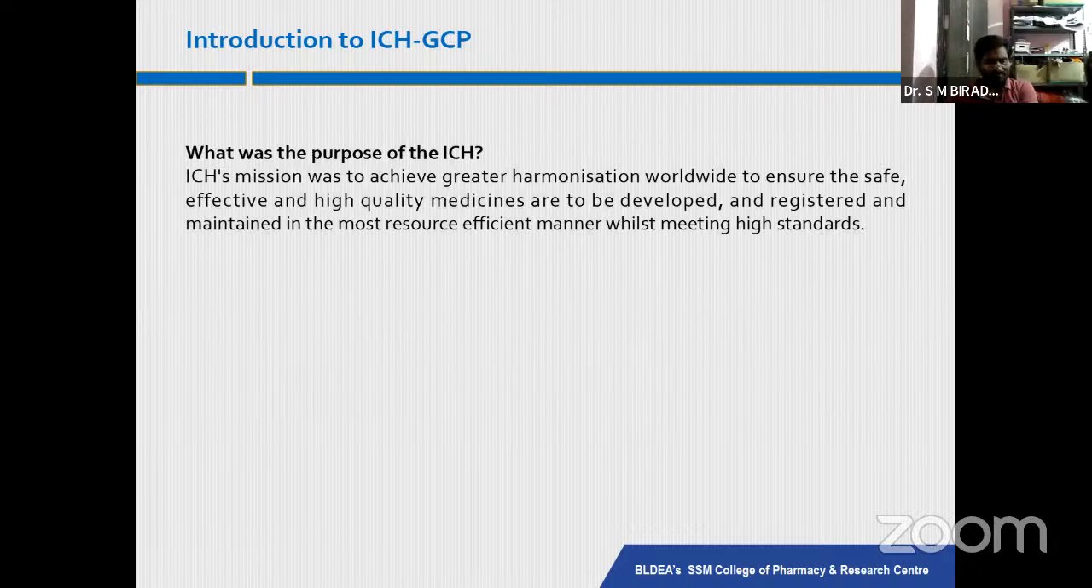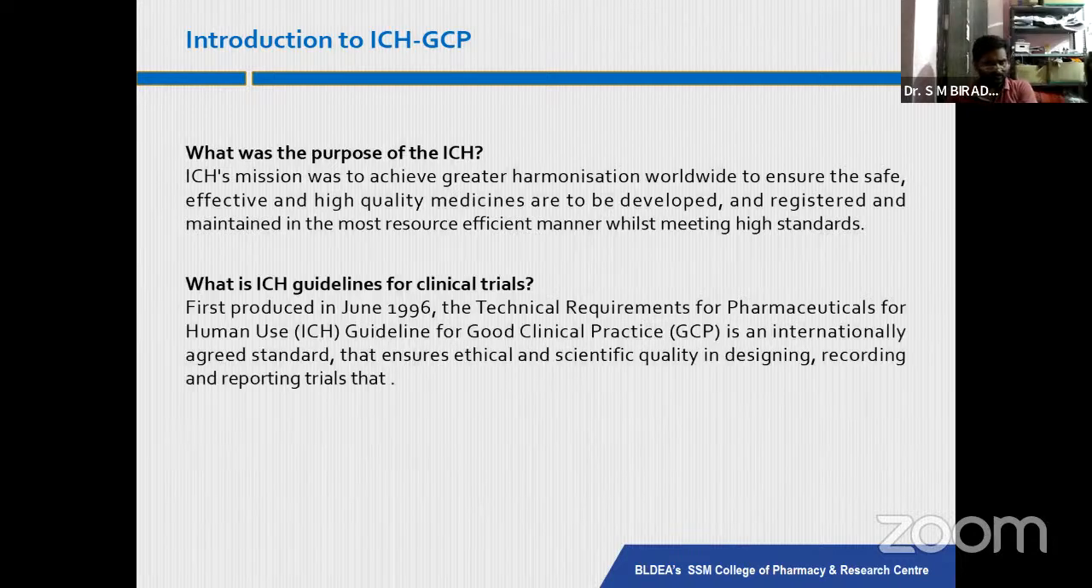So what was the purpose of the ICH? I already told you the purpose, and what the ICH guidelines for clinical trials are. Finally, they concentrated on clinical trials. First, they produced in June 1996 the technical requirements for pharmaceuticals for human use, that is, the guidelines for good clinical practice. GCP is an internationally agreed standard. You might have seen that our manufacturing unit is GCP certified, meaning it is certified by good clinical practice. So it is understood that we have maintained all the standards.